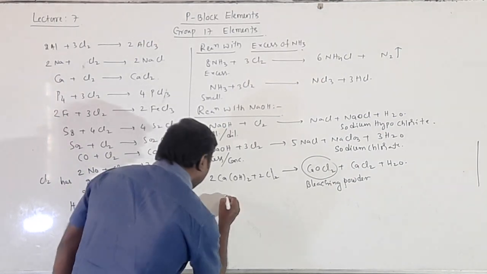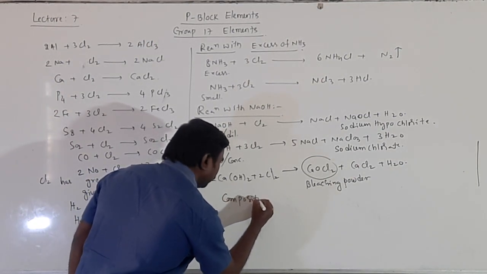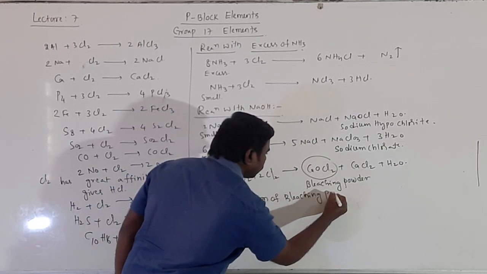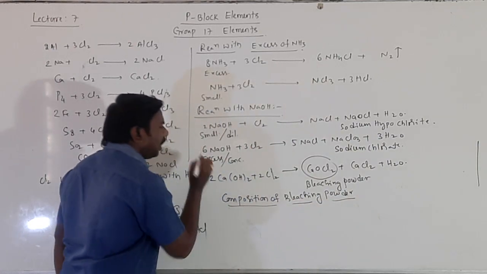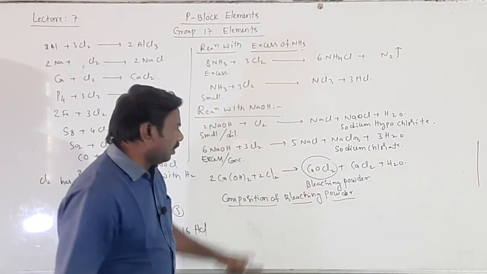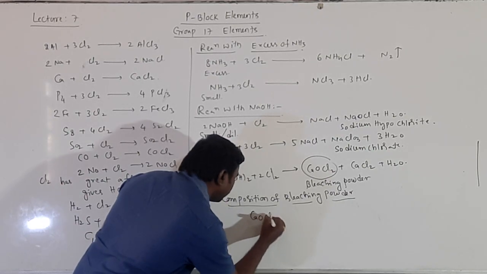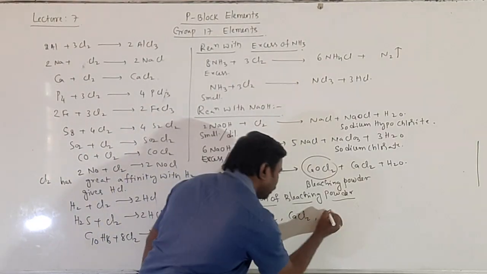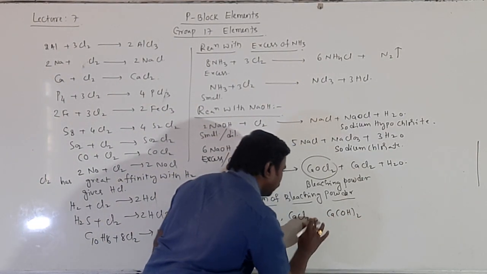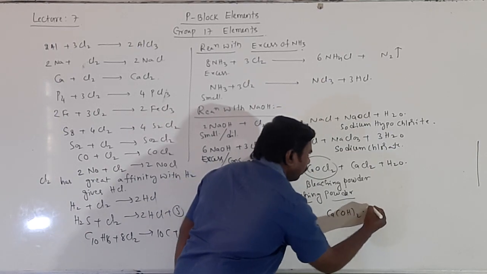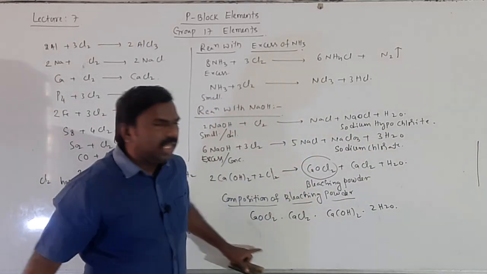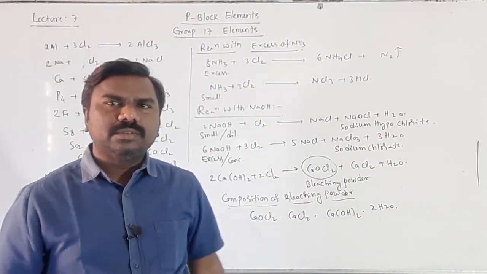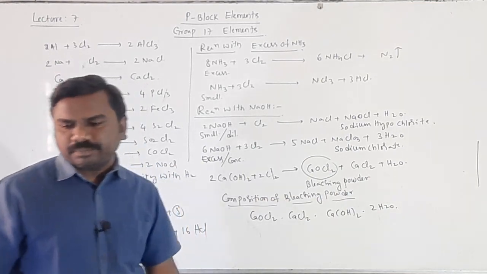Important one is the composition of bleaching powder. It is a 1 mark question. It means what are the ingredients present in bleaching powder? The formula of bleaching powder is CaOCl2. Along with that CaCl2 is also possible, and Ca(OH)2 is also present in bleaching powder. Along with that, water also. These many ingredients are present in bleaching powder. The major one is CaOCl2. Along with that, a few more are also possible.